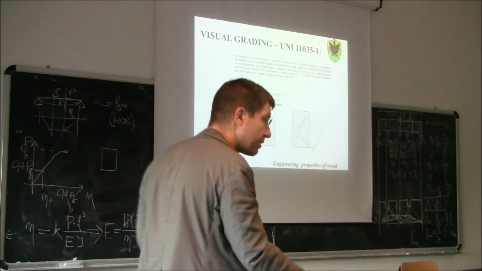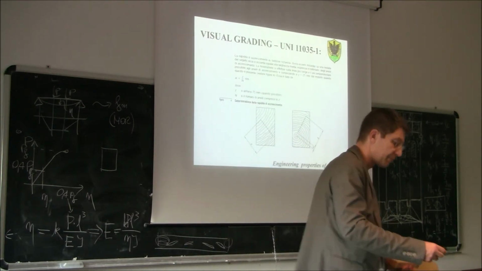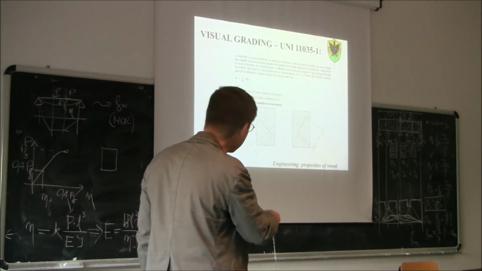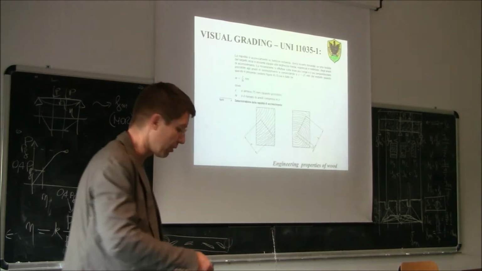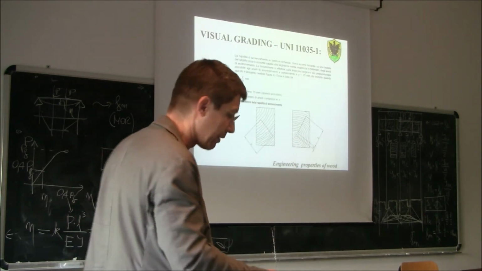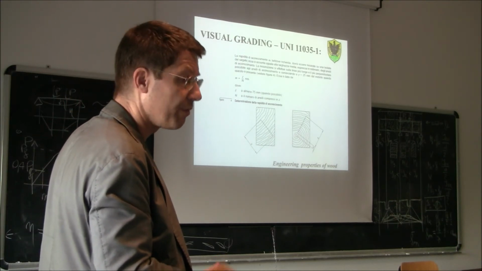So the higher the density, the better the mechanical properties usually. So for this reason, it's important also to measure here the thickness of the growth ring. So for example, here you take a line and you measure and then divide by the number of growth rings. This is another parameter that is used for what is called visual grading.